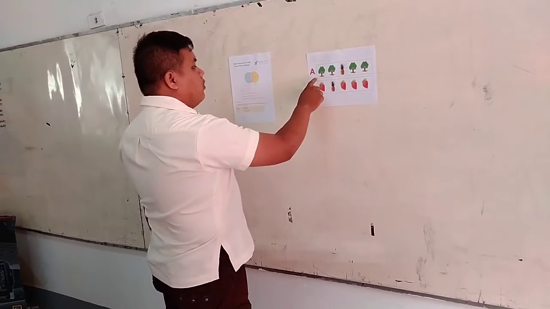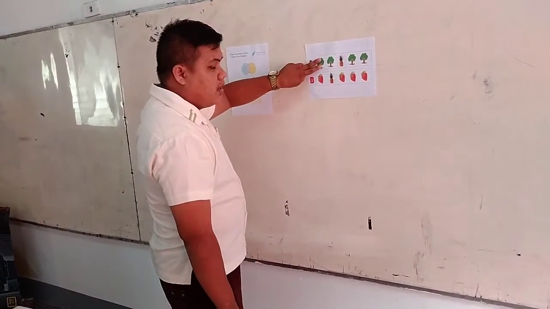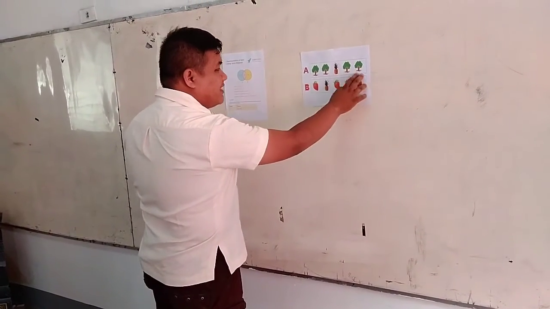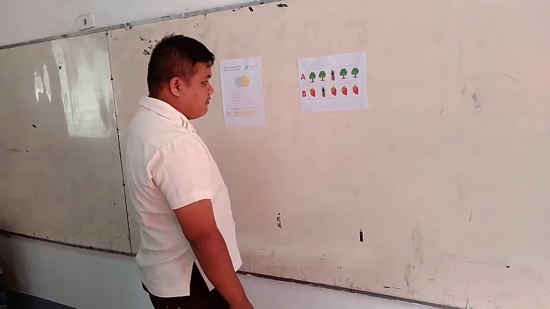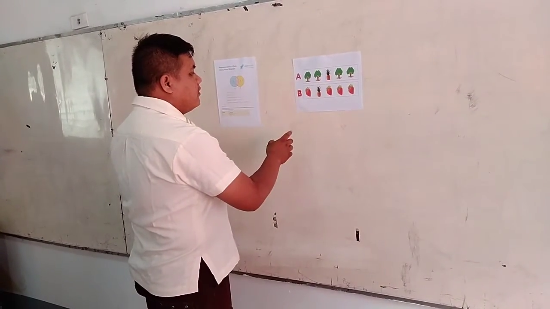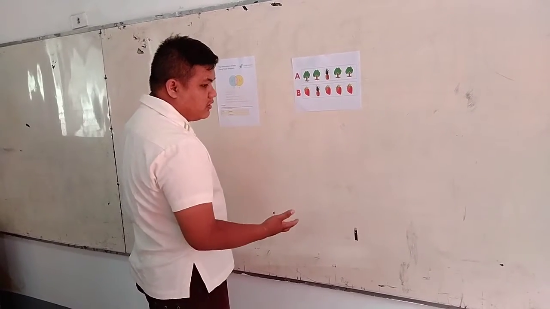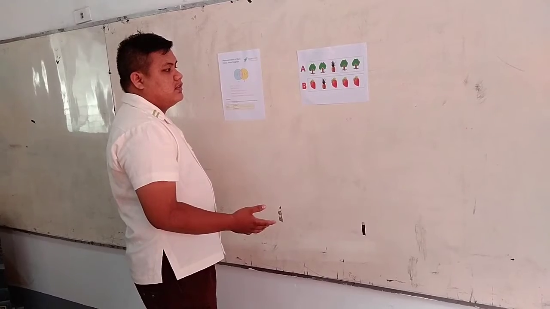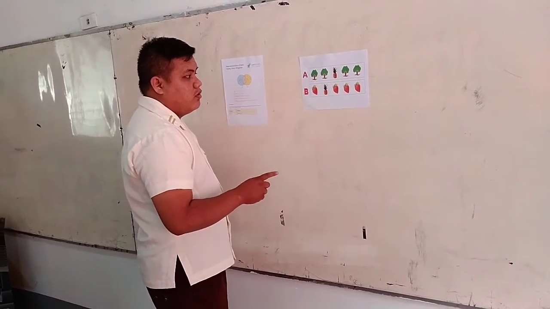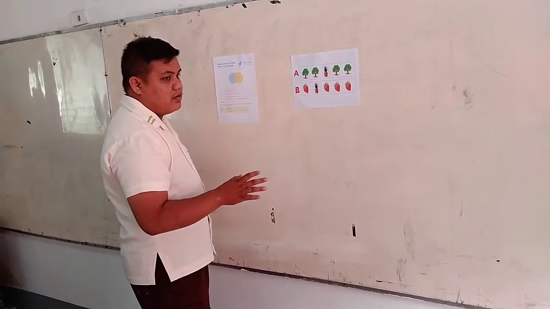So this is group A. For group A, we have here trees, aside from the one that is different. Then we also have group B, and for group B, as you can see, there is also one picture that is different from the group. Did you see it?